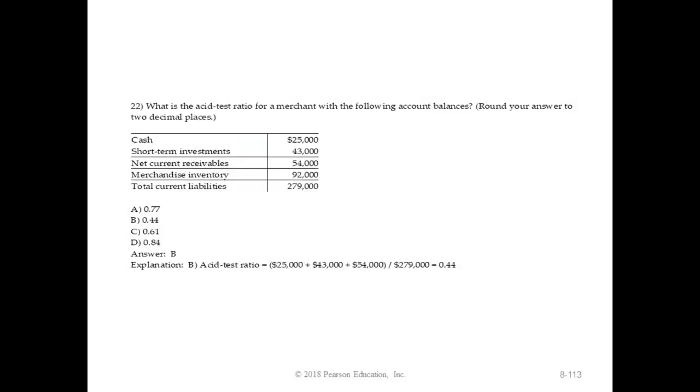Next one. What is the acid test ratio for a merchant with the following account balances? So I've got cash, short-term investments, net current receivables, and again, we'll divide that by total current liabilities. And again, my acid test is going to be 0.44 or B.